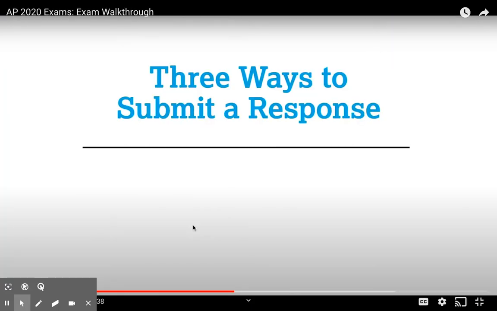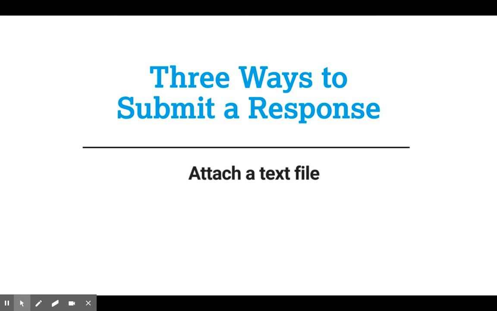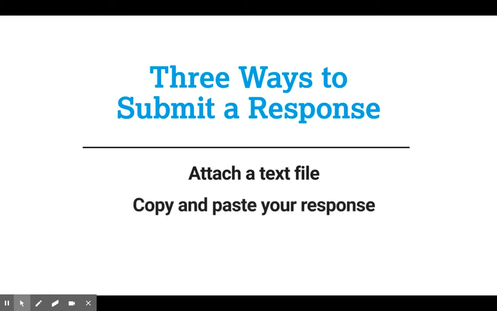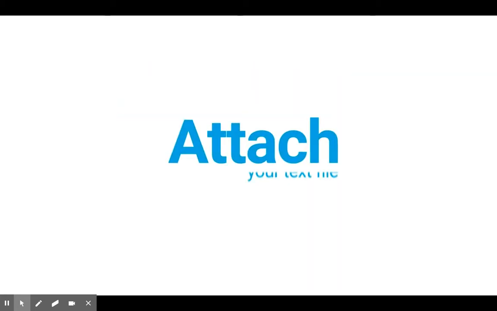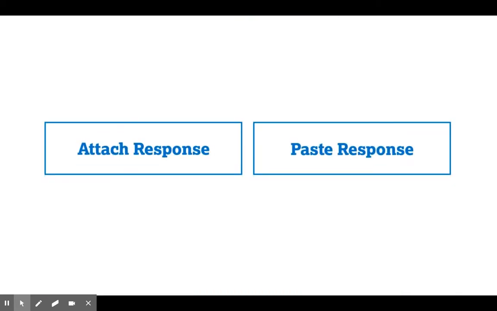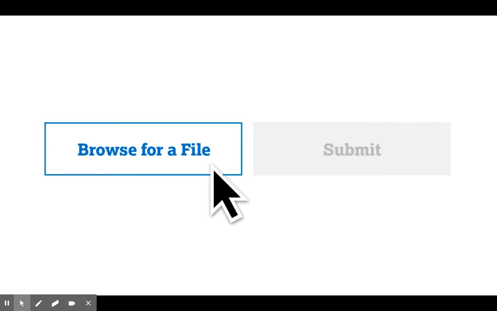There are 3 ways to submit work. You can attach a text file typed in another application. You can paste a response typed in another application. Or you can attach photos of work you wrote by hand. Let's walk through each option. To attach a typed response, click Attach Response with Attach Text File. You can browse for a file.